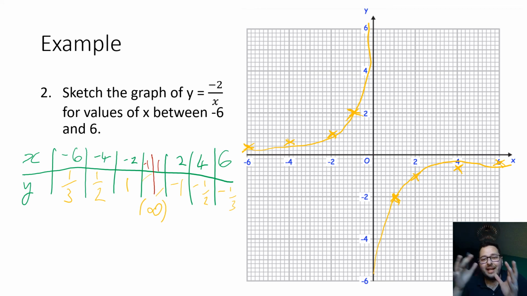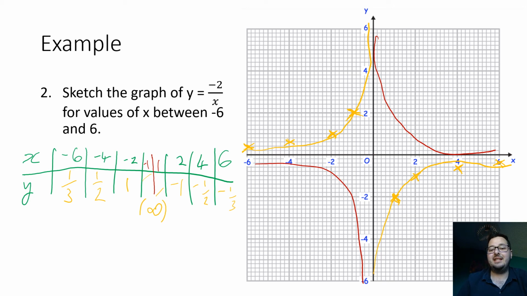Okay, so hopefully we're getting a little feel for what these things are starting to look like. So with the positive one, let's just quickly draw over this. So a positive reciprocal will look like that, and a negative reciprocal will look like the orange ones that I've just done. Okay, hope you found that useful.